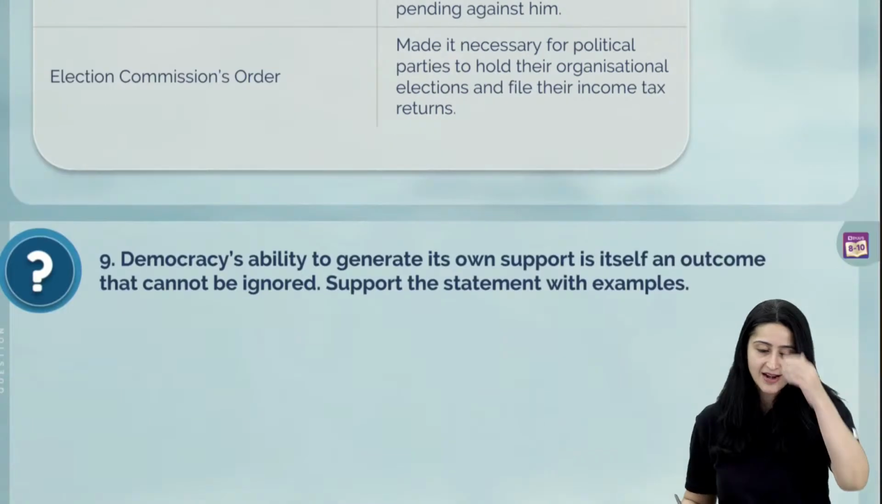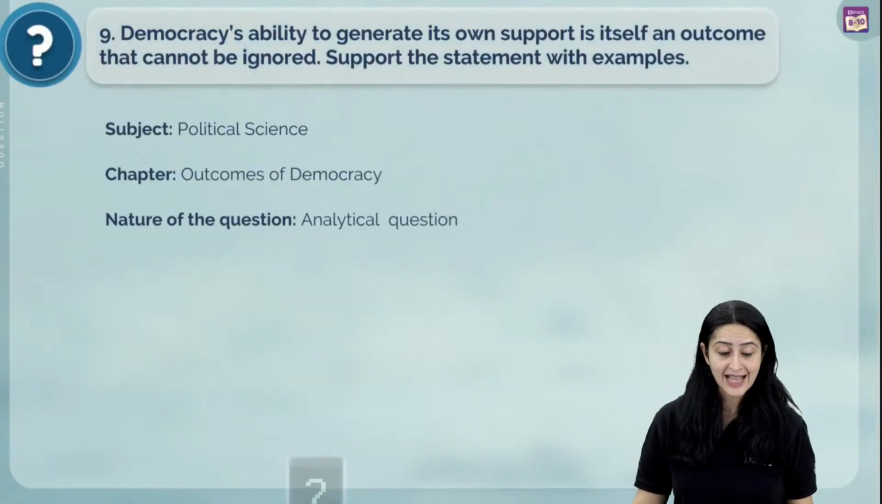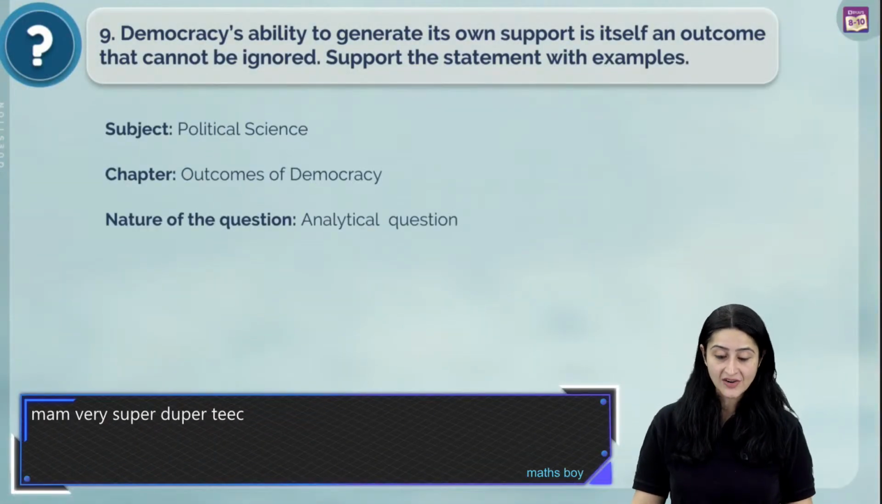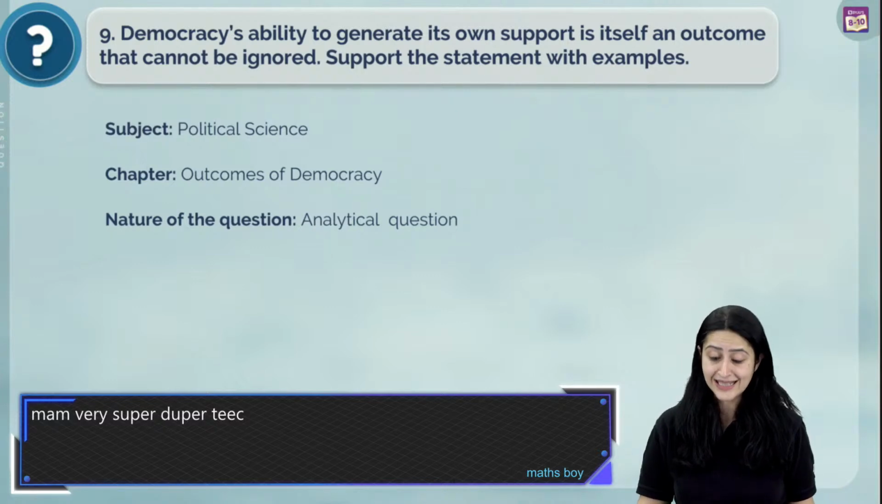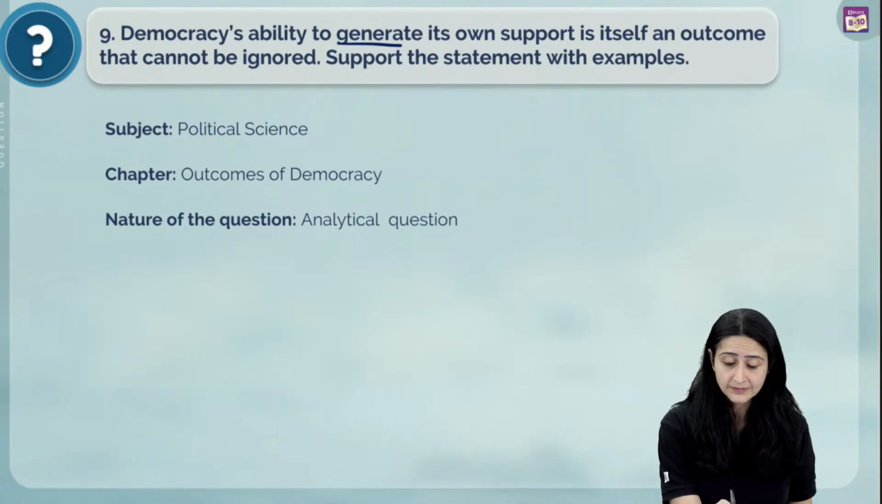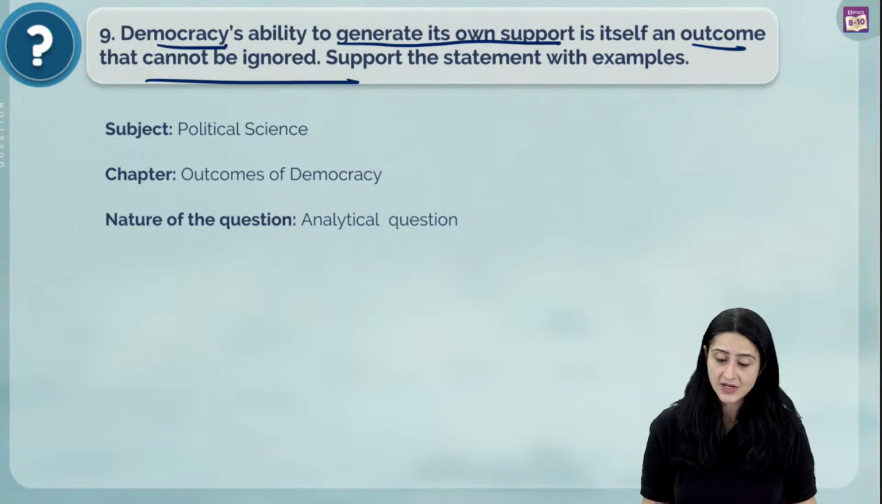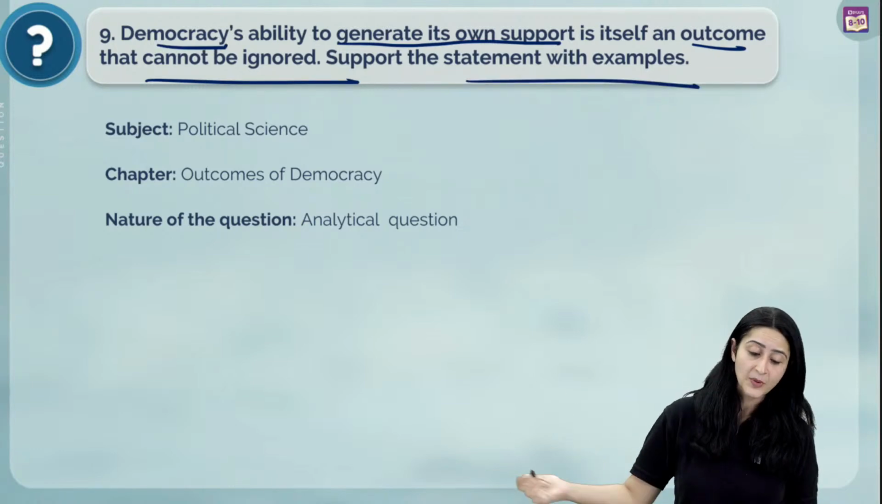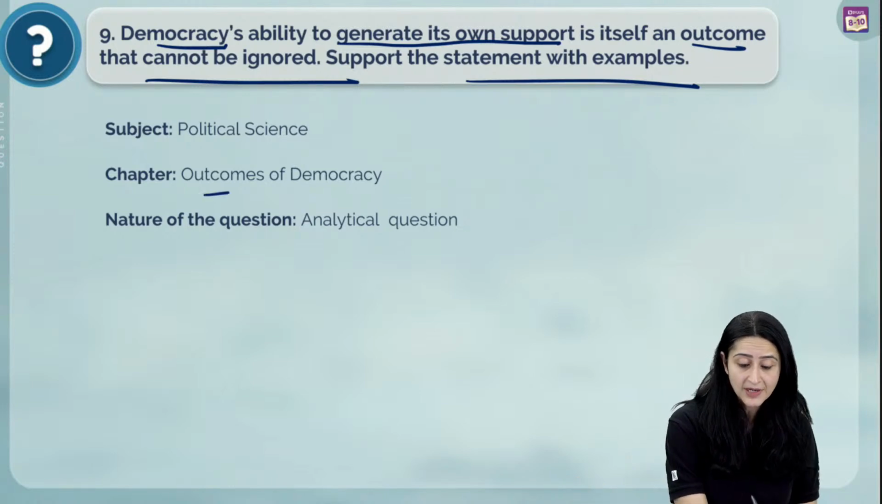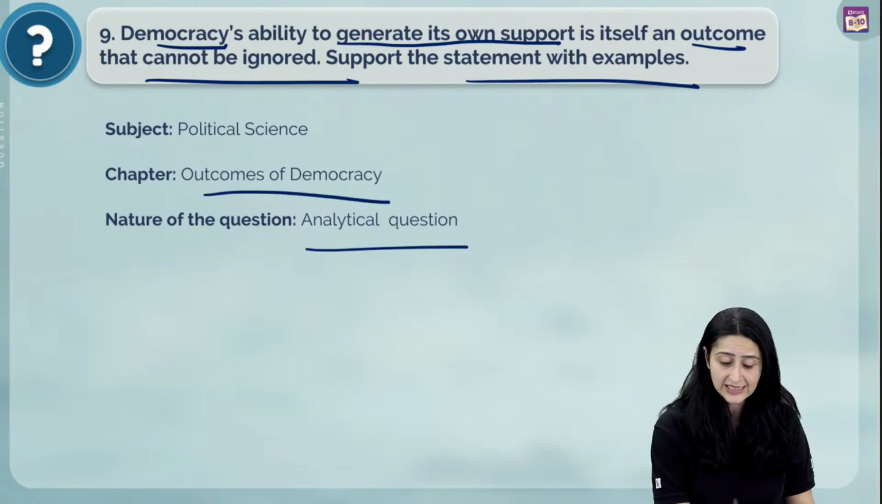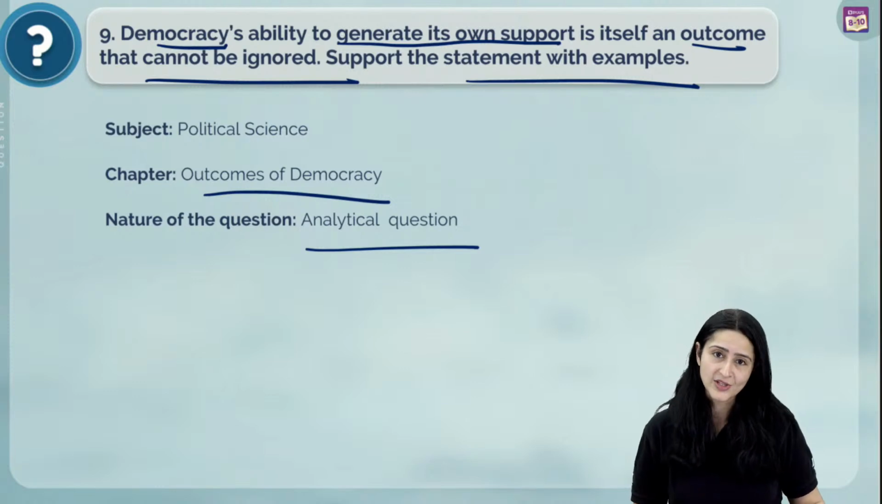Okay, let's move on to our 9th question. This says democracy's ability to generate its own support is itself an outcome that cannot be ignored. Support the statement with examples. This is from political science. Now this is from a different chapter. This is from outcomes of democracy, and this is an analytical question.